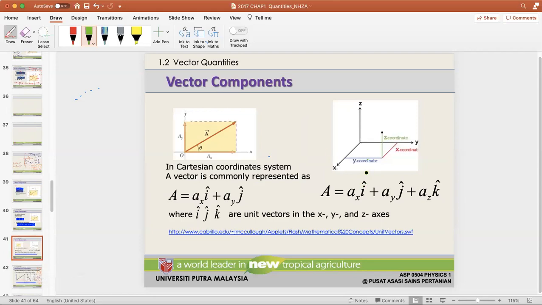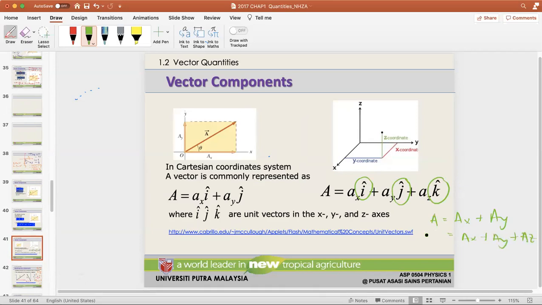We will have the components. So this is in the x direction, this is in the y direction, this is in the k direction. So instead of A equals to Ax plus Ay, you will have Ax plus Ay plus Az, and pray to God that you don't have to deal with this vector. Tapi tak adalah, dalam exam tak ada 3D. So you're going to be fine. 2D is simple.